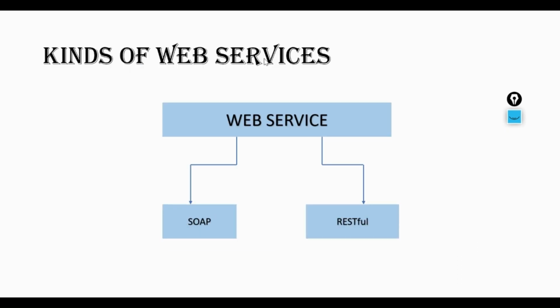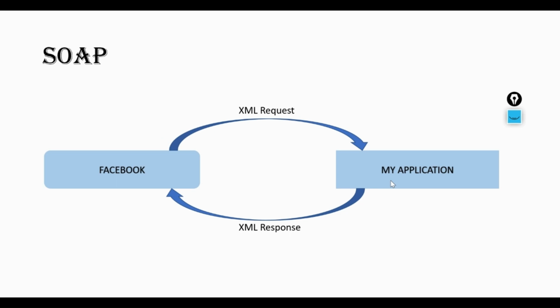Kinds of web services. There are two kinds of web services. Those are SOAP based web services and RESTful web services. SOAP and REST are completely different. SOAP is an architectural approach, whereas REST imposes some restrictions on the XML format that is exchanged between the service provider and the service consumer.